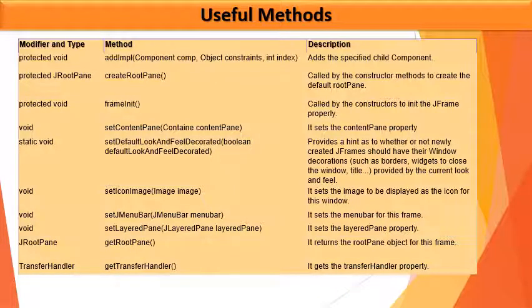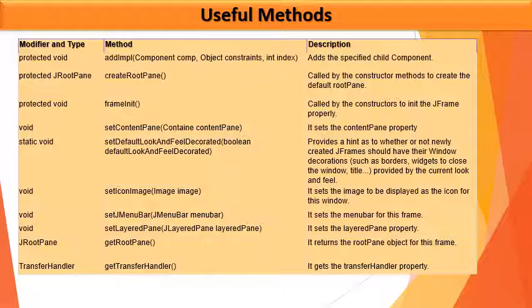There are some useful methods which we can use in the JFrame. These methods have different types, that is with the help of modifier and type. Protected void addImpl, in brackets the parameters are given: Component comp, Object constraints and int index. So this will add the specified child component.